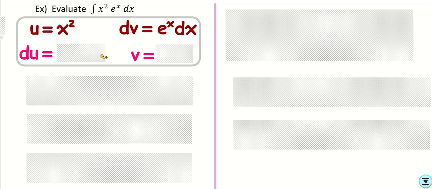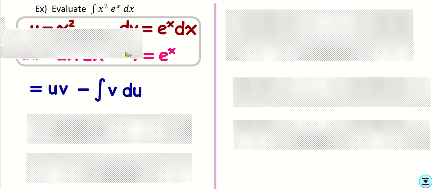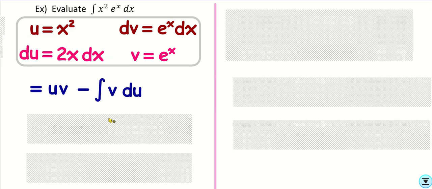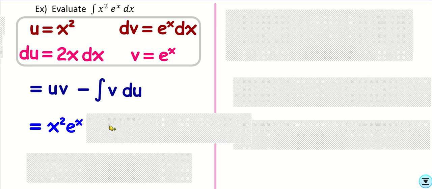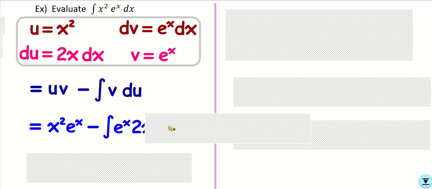And so du is going to be 2x dx, and v is going to be what? Remember, we're taking the integral to get e to the x. That was easy. And so now we can switch this out with uv minus the integral. Oh, here it is. I wrote it out again. In this example I literally wrote out the formula for the sake of notes and a reminder that that's what we're doing. So u was x squared, v is e to the x, minus the integral of v du.